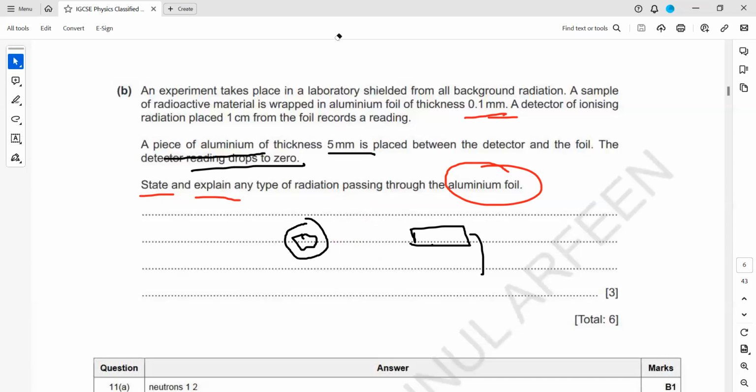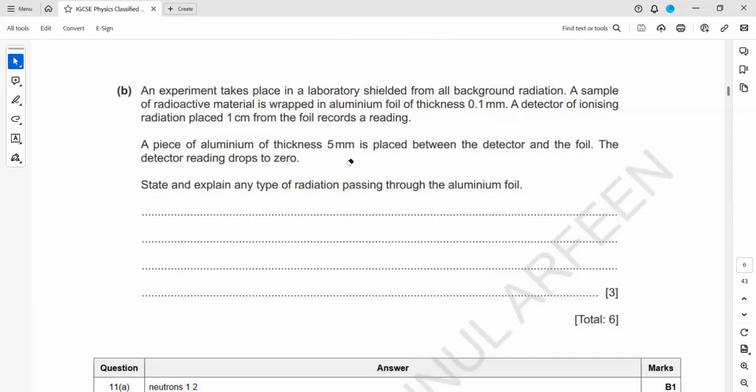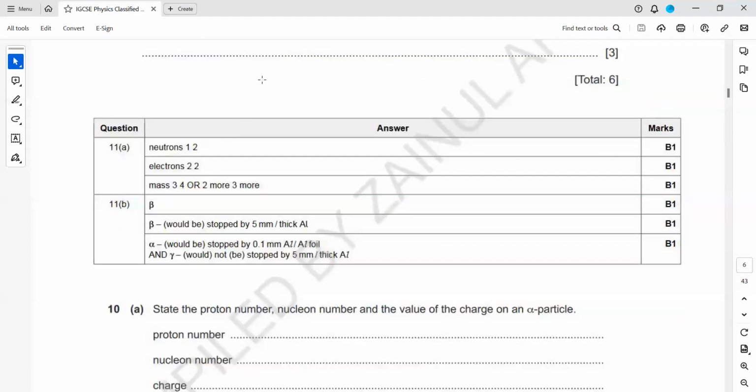But when we place a piece of aluminum which is 5 millimeter thick, that will completely block the beta radiation. So with aluminum foil, the beta was passing, but with the aluminum piece, the beta was not passing. That's why, if you see the marking scheme points, the answer is beta, it will be stopped by the aluminum. So it was beta because beta radiation was passing and 5 millimeter thickness will stop it.